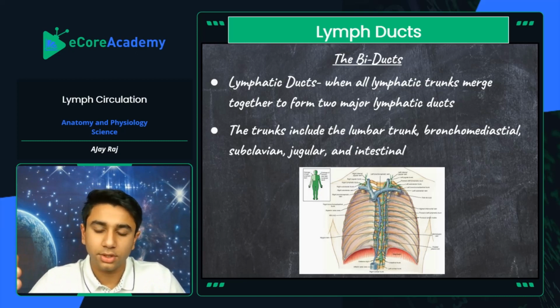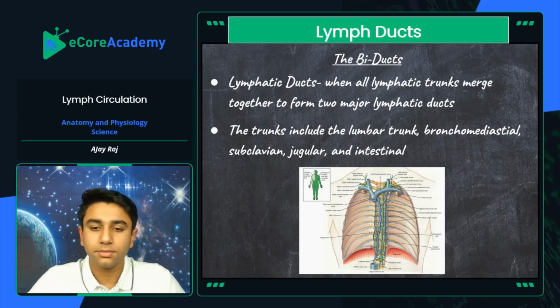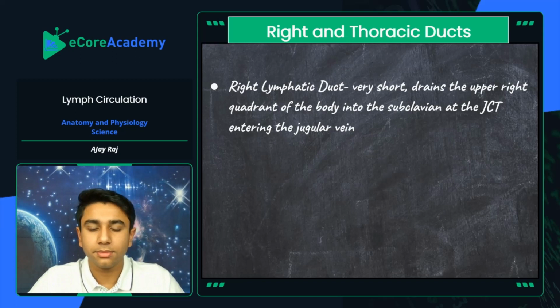And as you can tell, there's the lumbar trunk, bronchomediastinal, subclavian, jugular, and intestinal. This has to do with the entire spinal column or the axial skeleton itself. Just a review from the previous video.